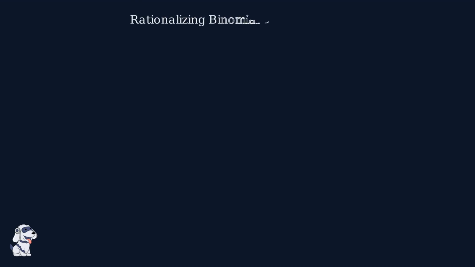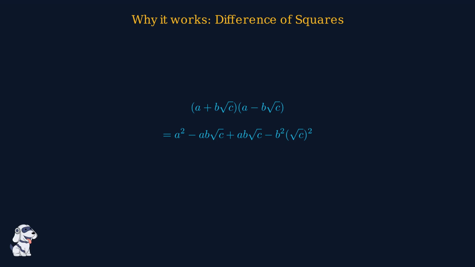When we encounter binomial denominators containing radicals, such as a plus b root c, we cannot simply multiply by the radical alone. To eliminate the radical, we use the conjugate. We simply change the sign between the terms. For a plus b root c, the conjugate is a minus b root c. This works because of the difference of squares identity. When we multiply these binomials, the middle terms cancel out exactly. This leaves us with the squares of the individual parts, successfully eliminating the radical.